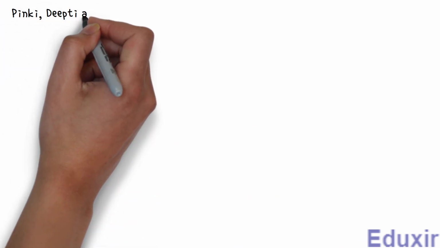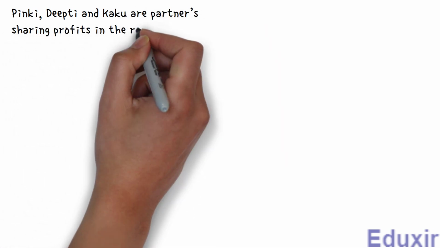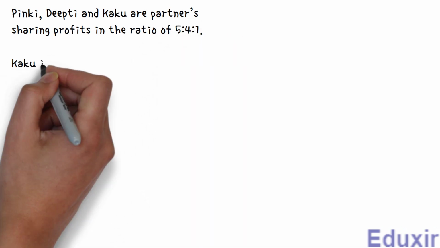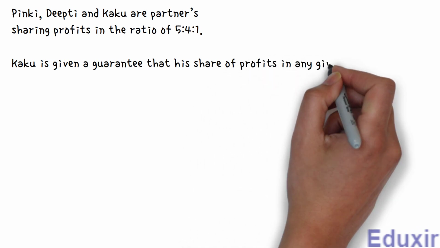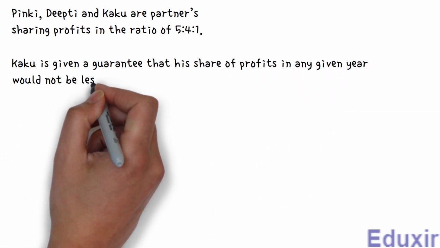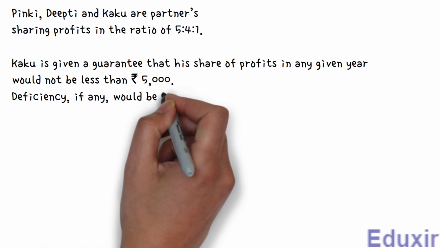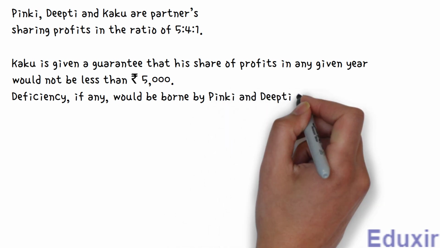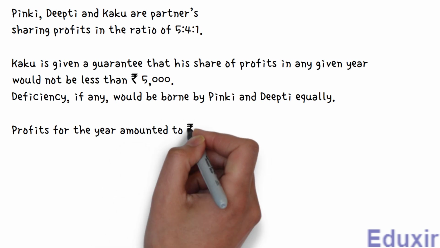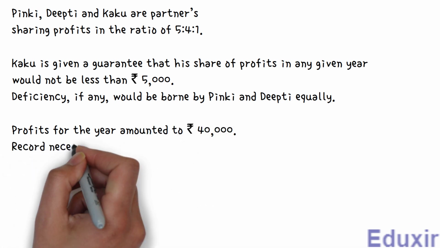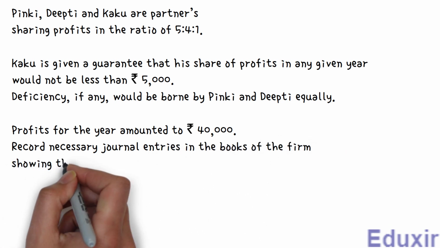Pinki, Deepti and Kaku are partners sharing profits in the ratio of 5:4:1. Kaku is given a guarantee that his share of profits in any given year would not be less than 5,000 rupees. Deficiency, if any, would be borne by Pinki and Deepti equally. Profits for the year amounted to 40,000 rupees. Record the necessary journal entries in the books of the firm showing the distribution of profit.